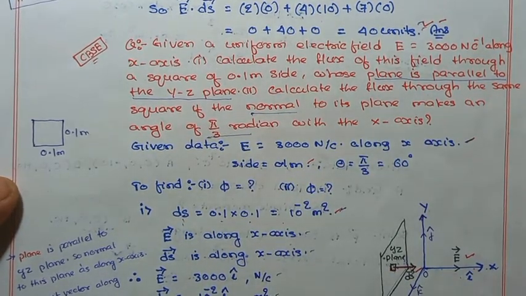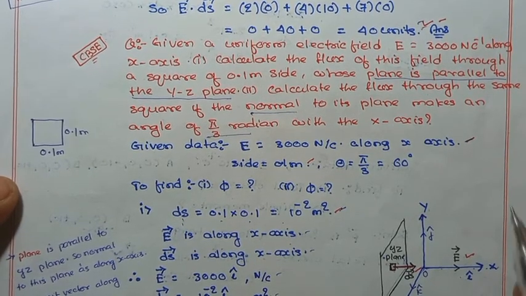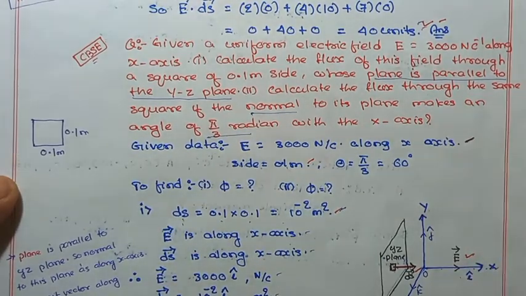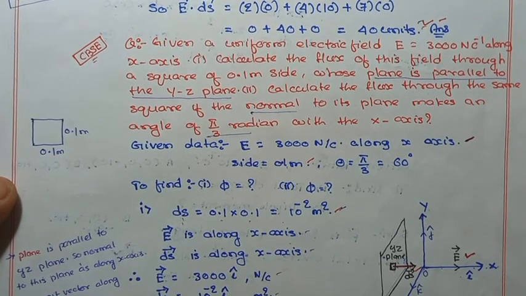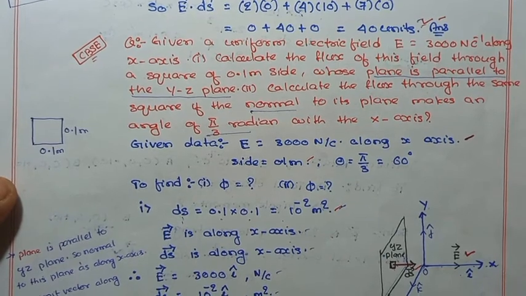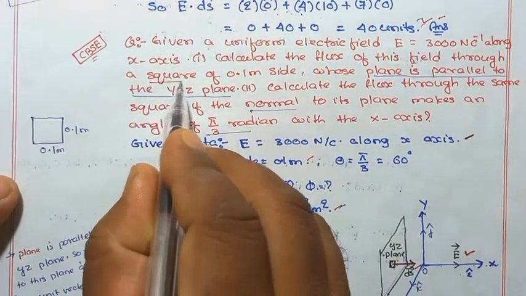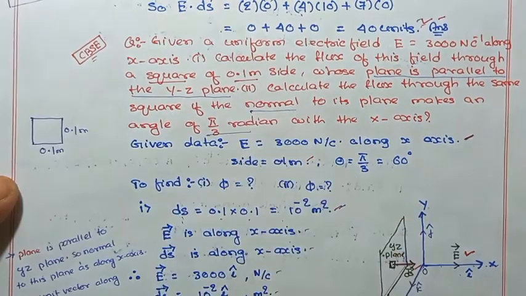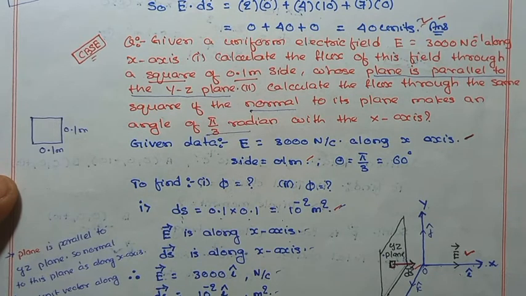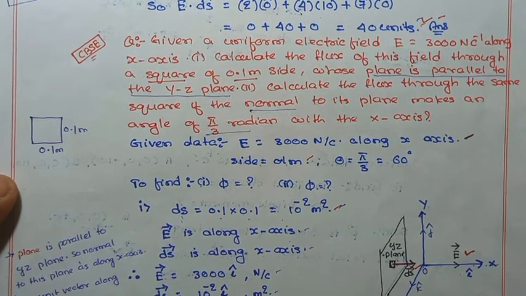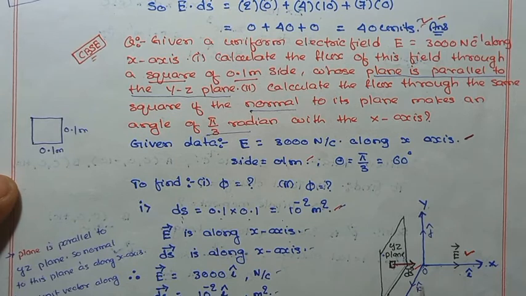In this question, electric field is given and it is acting along x-axis. And the plane is in the form of a square, and the side of the square is 0.1 meter. So area of the square is side multiplied by side, that is 0.1 multiplied with 0.1. Okay.